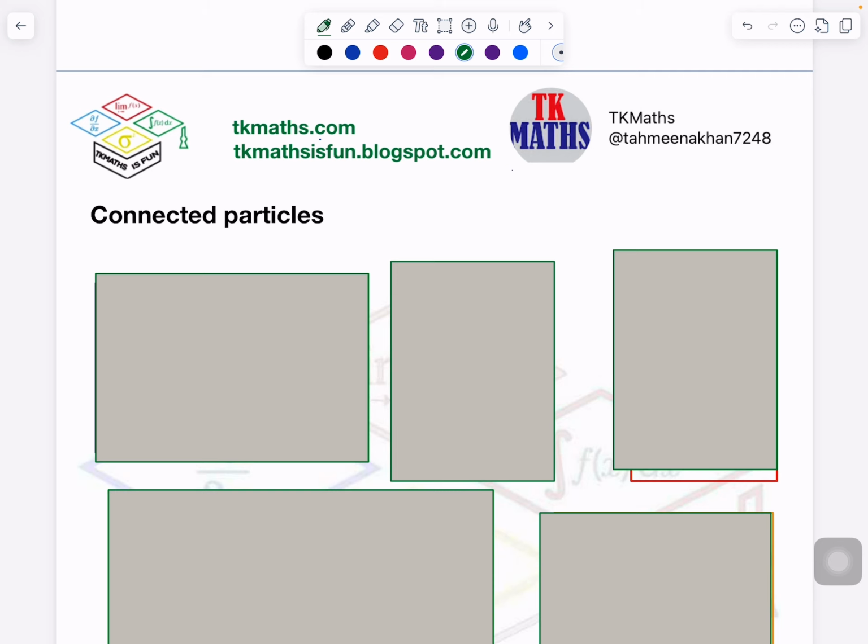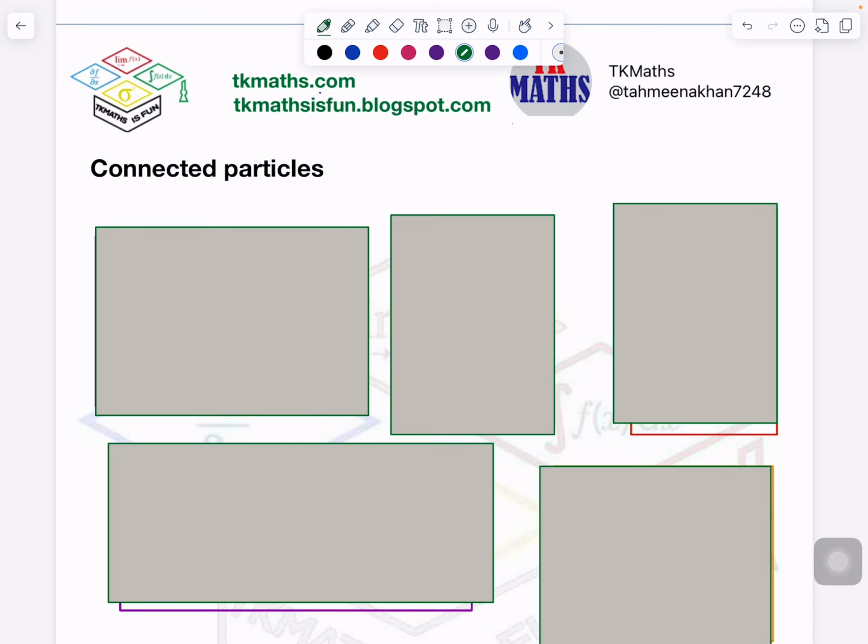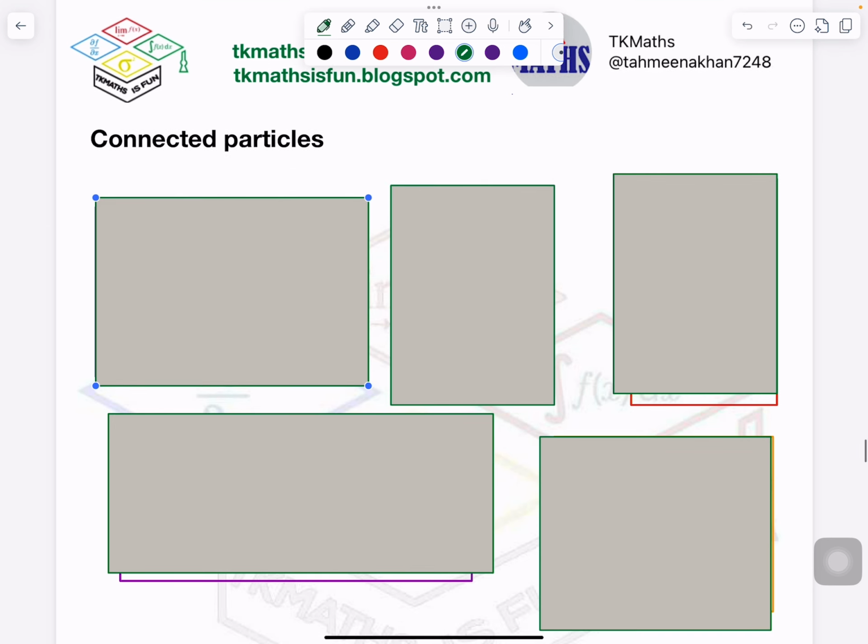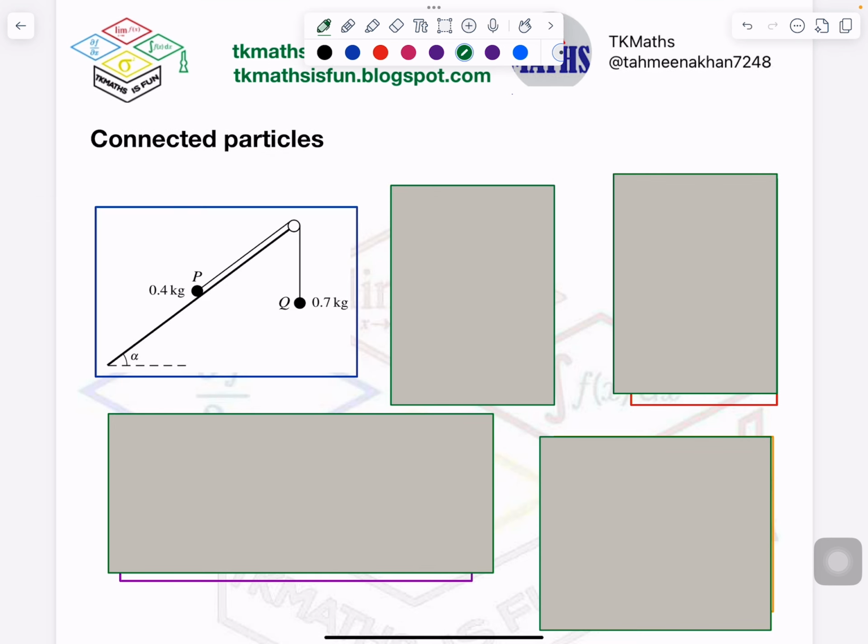Now here something is very important, because all the questions which are of different types of connected particles, I will show you one by one. I have taken a few example images here, so you can understand what type of questions are asked in connected particles. They need more information about friction, about resolving forces, which will be explained in the upcoming videos.